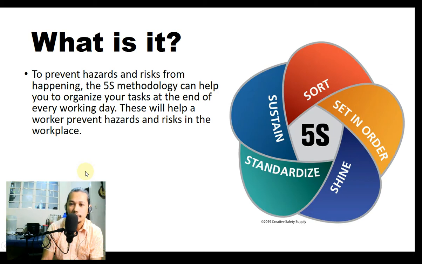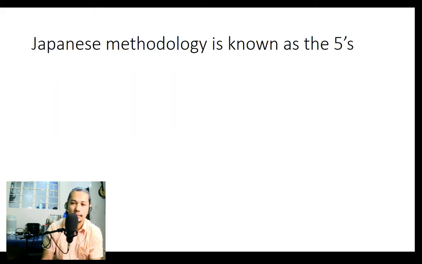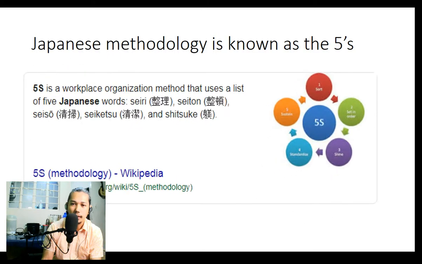What is it then? To prevent hazard and risk from happening, the 5S methodology can help organize your tasks at the end of every working day. This will help the worker prevent hazard and risk in the workplace. The Japanese method is known as the 5S. It comes from the Japanese words Seiri, Seiton, Seiso, Seiketsu, and Shitsuke.